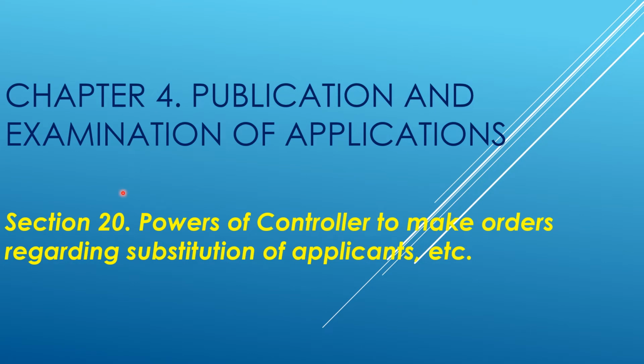Today's section we have taken is section number 20, and this comes from chapter 4, that is publication and examination of applications. The title of section 20 is powers of controller to make orders regarding substitution of applicants, etc. I must tell you one thing, please remember this point, substitution, because by remembering this keyword you can recall the whole section. Okay, so let us proceed to the next slide.